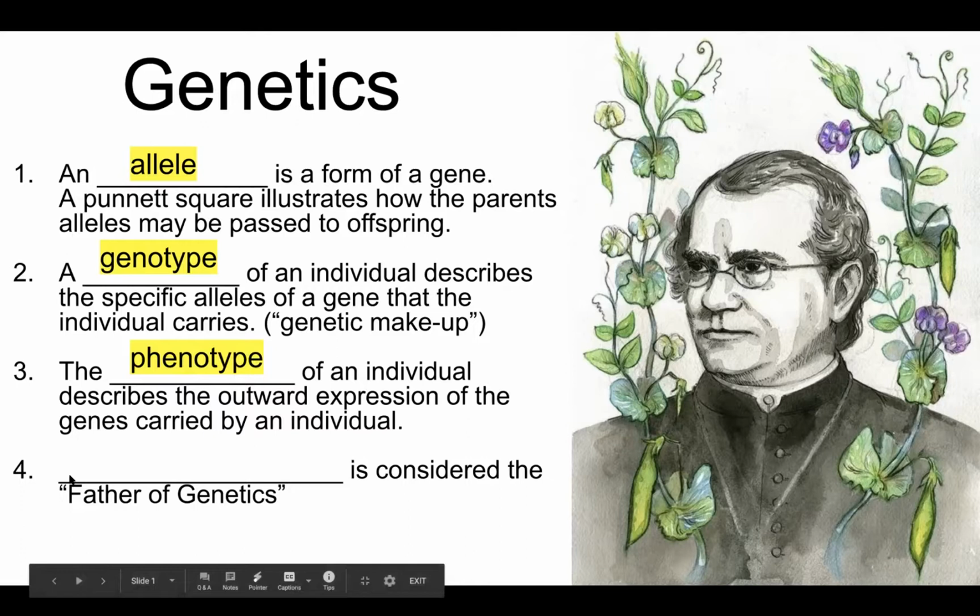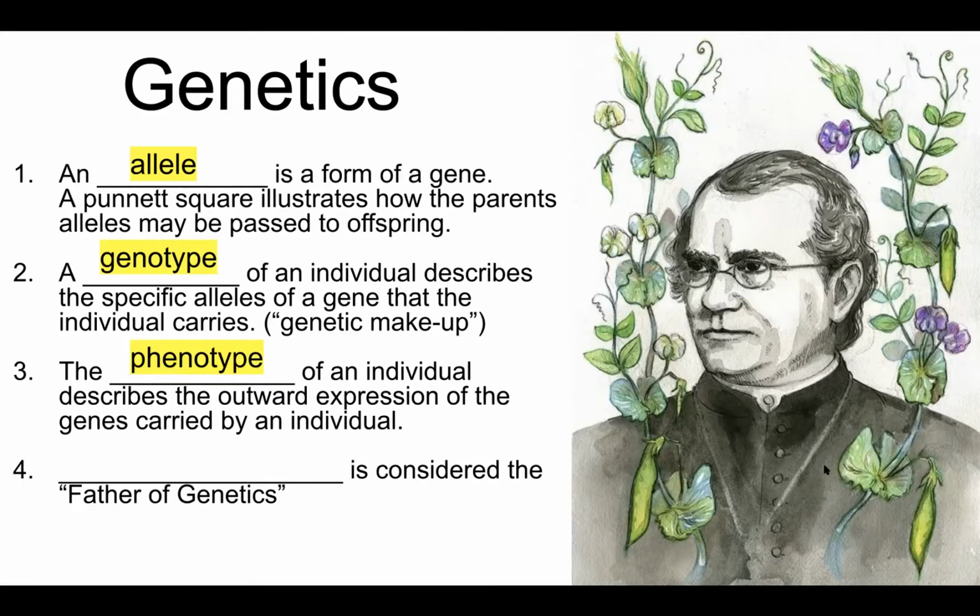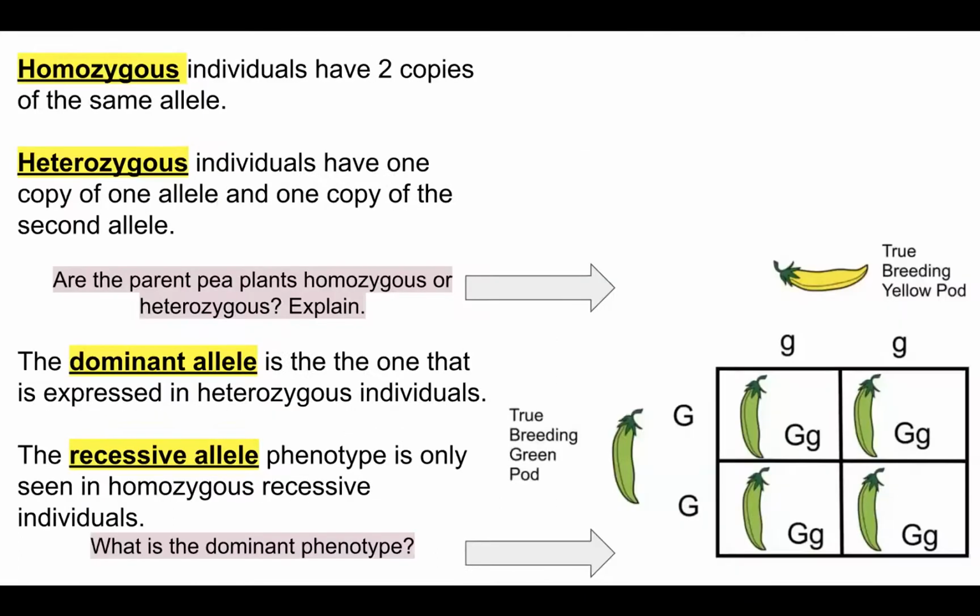And then number 4, the blank is considered the father of genetics. And I actually have a portrait of him here as well. And he also is very famous for his studies with pea plants. So hopefully you said number 4 is Gregor Mendel. He is the father of genetics. And speaking of those pea plant studies, we're going to be looking at that in just a second. So to help you understand Punnett squares, we first have to understand a couple more vocabulary words. So homozygous individuals have 2 copies of the same allele. Heterozygous individuals have only 1 copy of one allele and then 1 copy of a second allele.